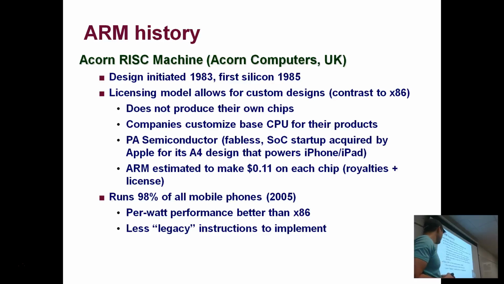So it's known to have better per watt performance, and this is important, per watt performance, versus the x86. And it has a lot less legacy instructions to implement because they more or less started from scratch, whereas the x86 design started as an 8-bit design in like the late 60s and early 70s, and then it went to a 16-bit, then 32-bit, now 64-bit. So it had all these iterations and all these instructions to support.